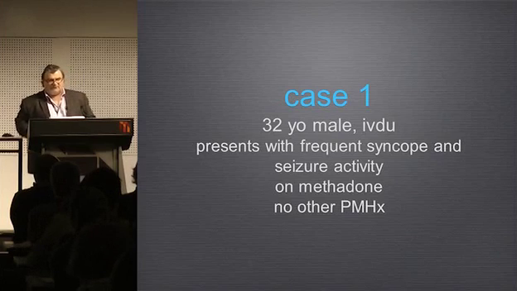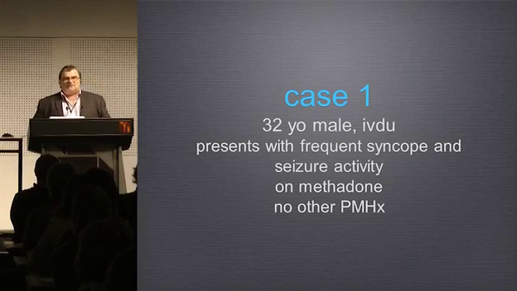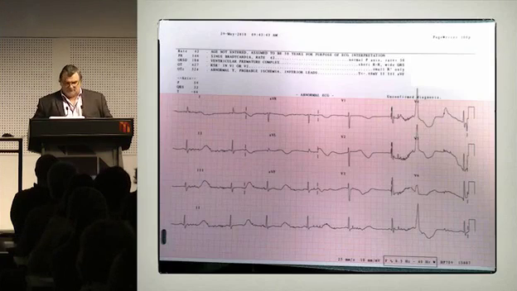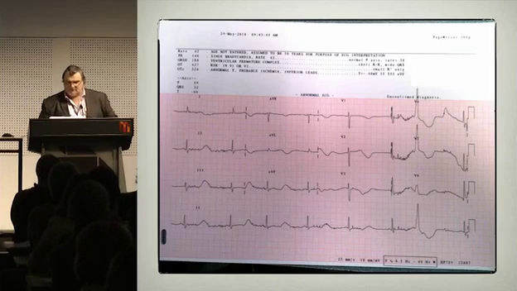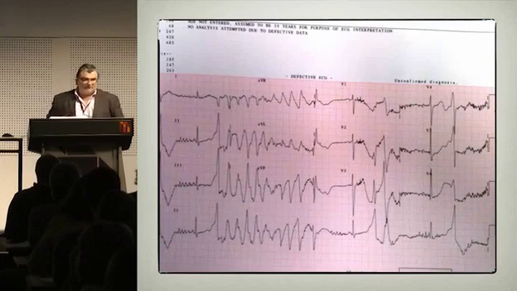32-year-old male, IV drug user, frequent syncope, seizure activity on methadone, having these sort of seizures, kind of passing out every few seconds. No other medical history, and he gets an ECG, and the ECG should tell us the story. If you look at this ECG, the big thing that comes out of it in the end is that he's got a prolonged QT interval.